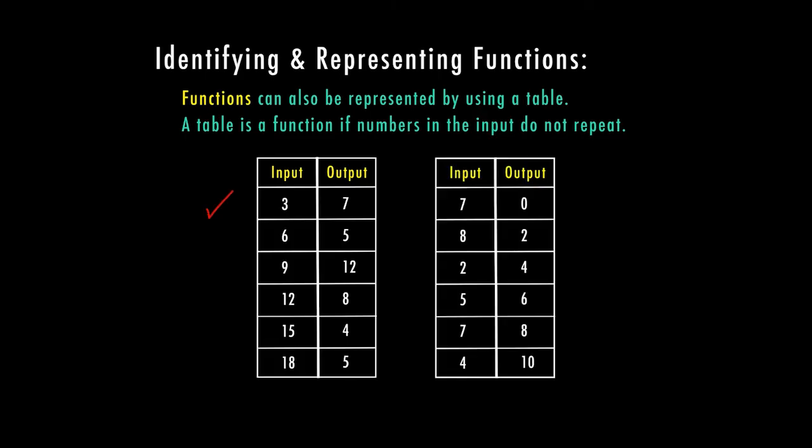If we look at the second table, we have 7, 8, 2, 5, 7, and 4. You notice the 7 repeats. And because there's 2 7s, this one is not a function. You can see here in the first table, I do have one of the outputs repeating. 5 is a repeating output, but the output is not what we're looking at. We want the input to be all different numbers, going to different outputs. So only one output per input. The one on the left is a function. The one on the right is not a function.